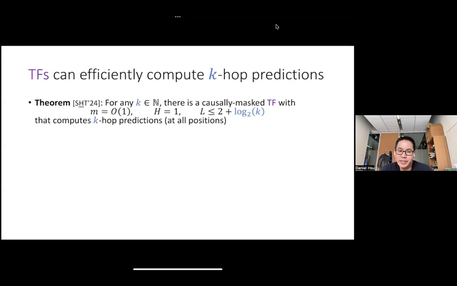So here's our result for this K-hop version of the induction heads test. Of course, this is a kind of sequential prediction problem, so it makes sense to just use these causally masked transformers, where your prediction at any given position only depends on the previous positions. What our theorem says is that for any K, there's a causally masked transformer where the width is constant size, so M and H are both constant. In that case, it's just one. And the depth is just logarithmic in K. We can really get the exact number here, which is 2 plus log base 2 of K.